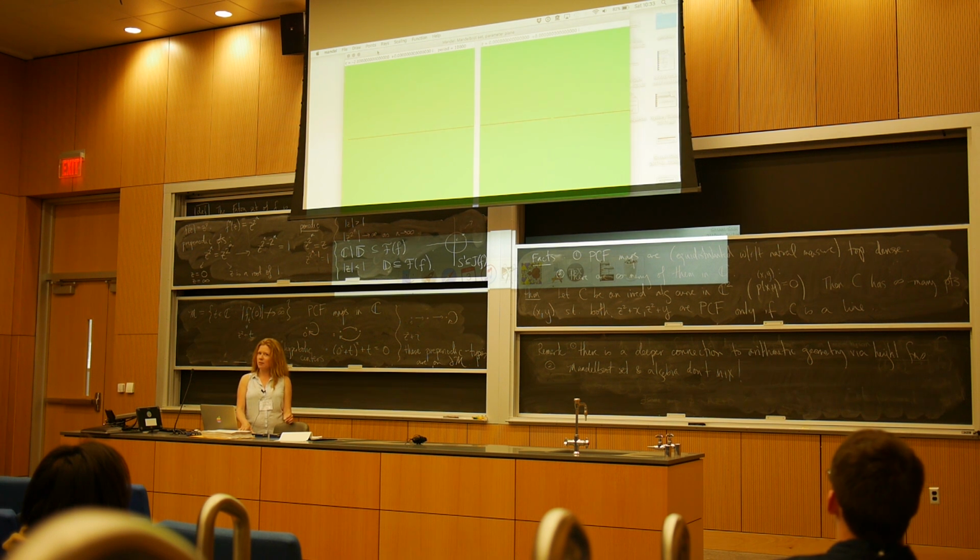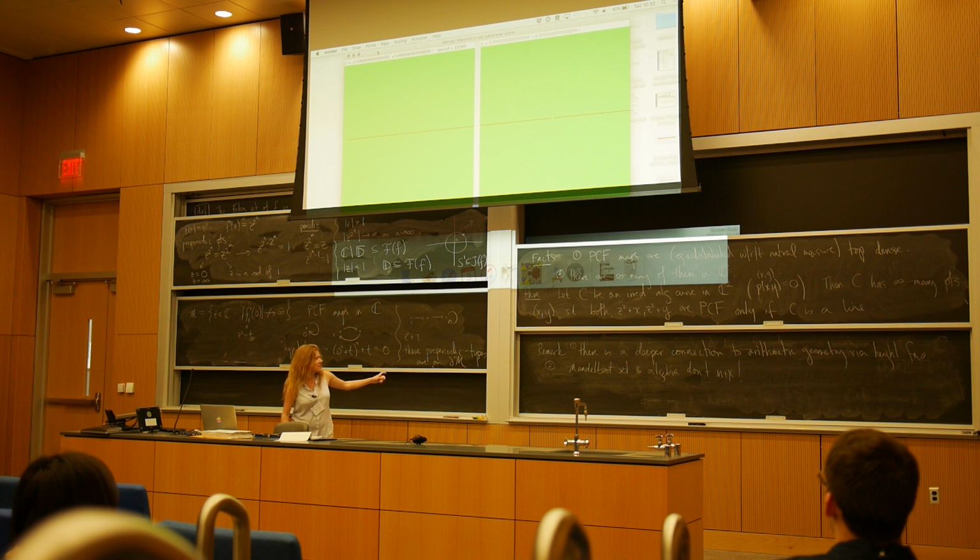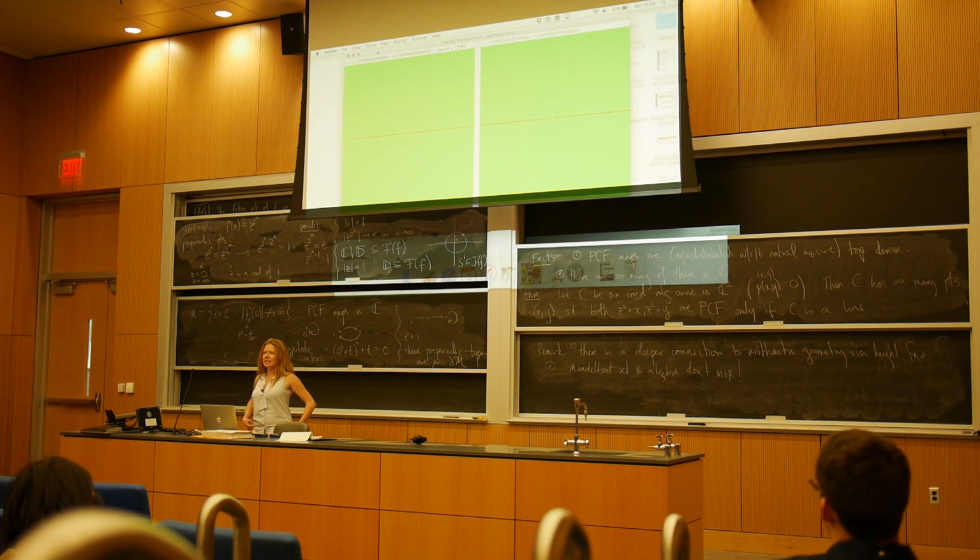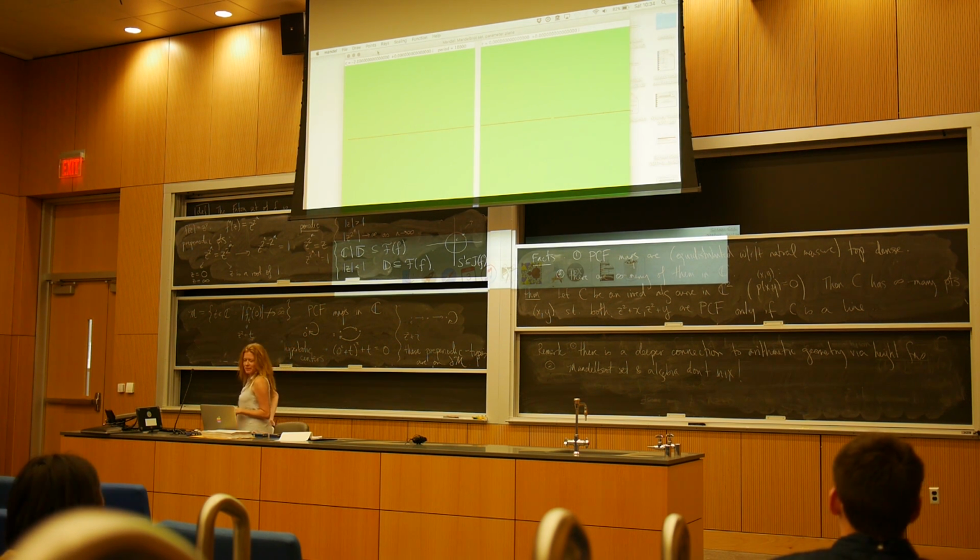Okay? So the Mandelbrot set sees the complex dynamics of all of these PCF parameters, which means if I had a function which fixed it, which sent it to itself, somehow I would be sending the complex dynamics of one function to the complex dynamics of another function. And that just can't happen. Okay? And maybe I should stop there. Thank you.